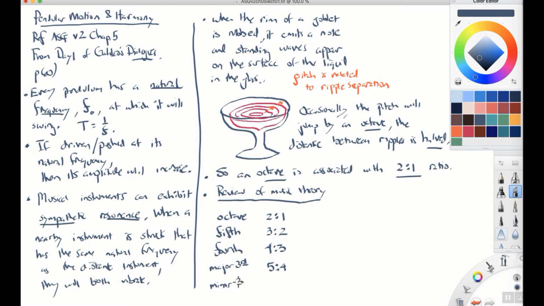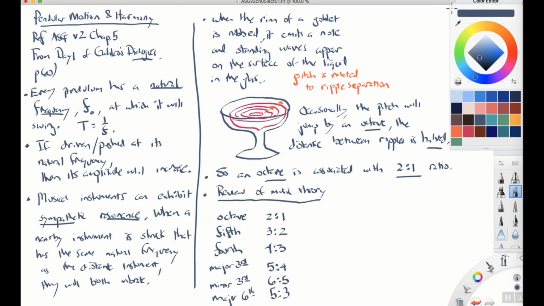A minor third is associated with a 6:5 ratio. I wish I knew more about music. And a major sixth is associated with a 5:3 ratio. Okay, so those are just some terms that are going to be coming up.